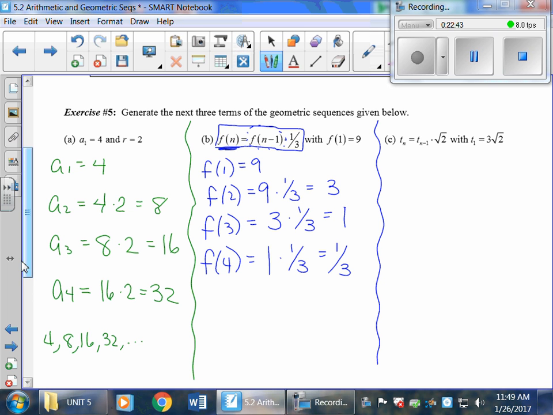All right, taking a look at C, make sense of what this says first before you try to jump into it. This is the term I'm looking for. This is my previous term. If you need to write terms, write little notes, that's fine. Remember, mark up your paper. It helps you. So this is the term I'm looking for.